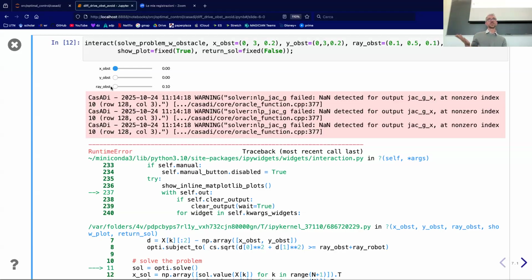And to a certain extent, it's quite reasonable that if the obstacle is on top of the robot in its initial state, it doesn't work. But actually, we took care of not having the obstacle avoidance constraints on the initial state, right? Because we said that that wouldn't make sense. So why is it still failing?